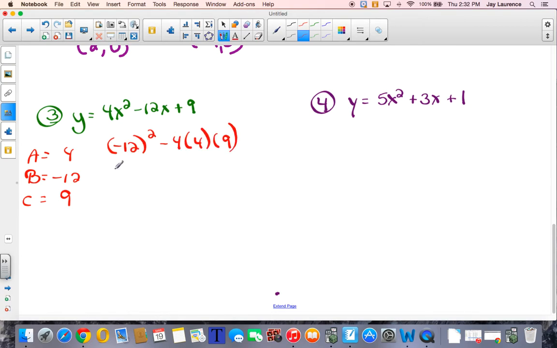Well, -12 squared is 144. Ooh, that's gross. All right, and then I'm going to subtract 16 times 9, I think that's 144. Yeah, 4 times 4 is 16, times 9, sure enough, 144. In this problem, my discriminant is 0. It's not greater than 0. Geez, I wonder what's going to happen.